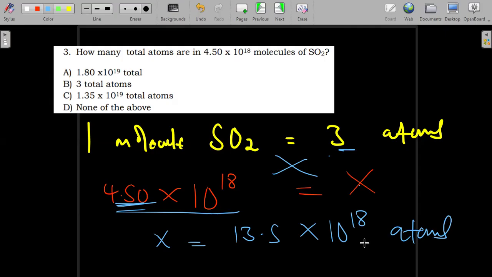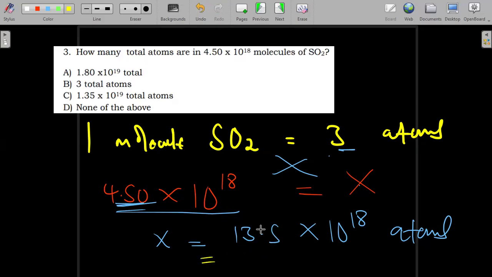The last thing that you should do is make this number be in scientific notation. The way it is here, this is not scientific notation, guys. Why? Because this number here is greater than 10. In scientific notation, this number should always be greater than or equal to 1 and less than 10. This 13 is greater than 10, so we need to make that number less than 10.